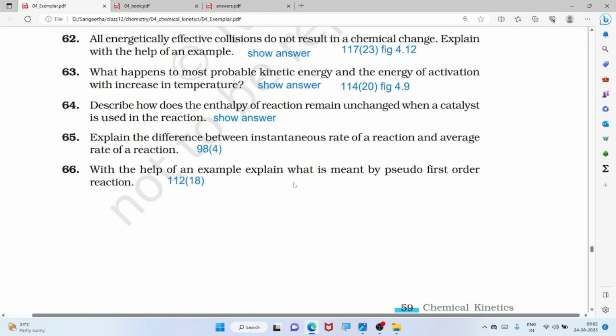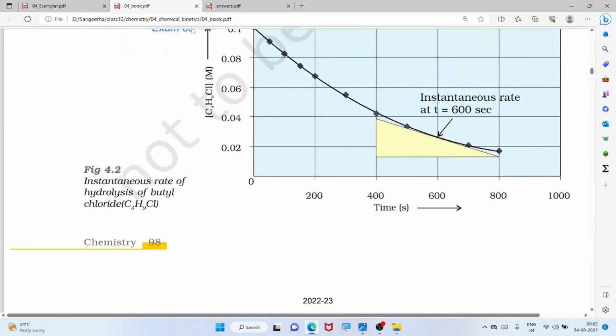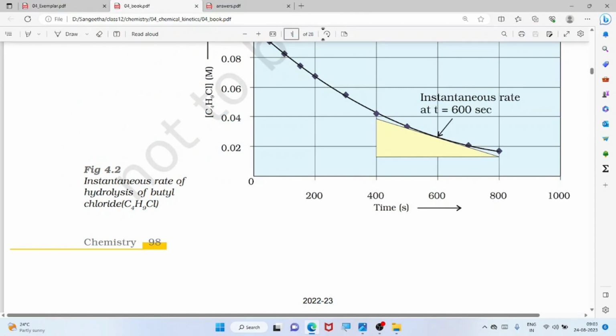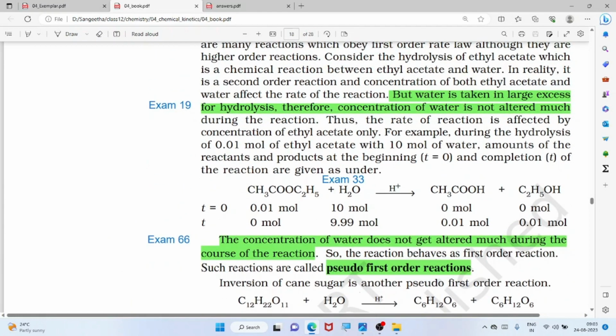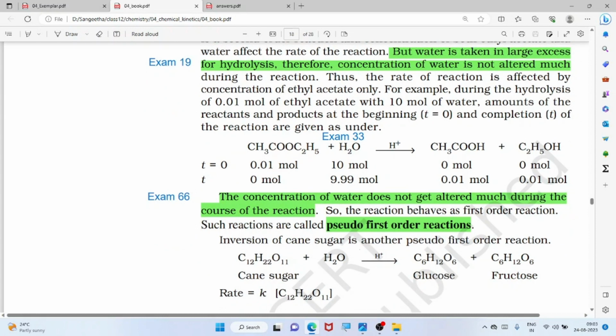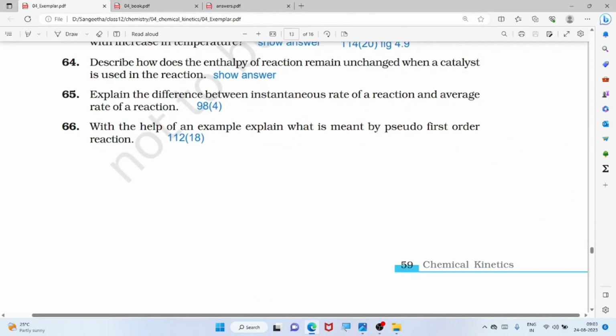With the help of an example, explain what is meant by a pseudo first order reaction. One of the reactants is taken in excess. See, this is a pseudo first order reaction. Here water is taken in excess. So this bimolecular reaction will act as a first order reaction because of this excess. You will notice that the concentration is not changed. Okay, this is a pseudo first order reaction.